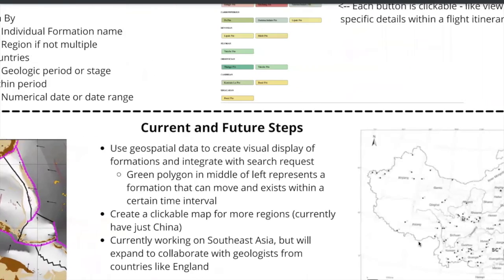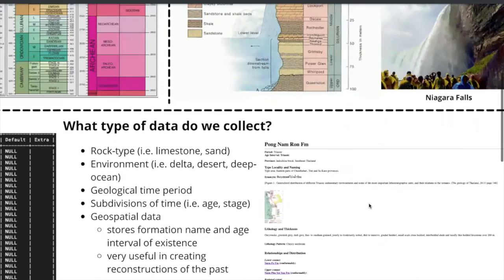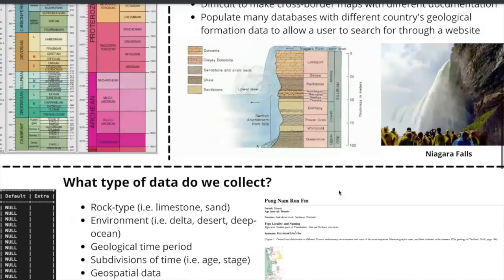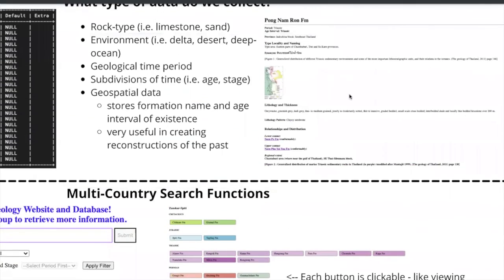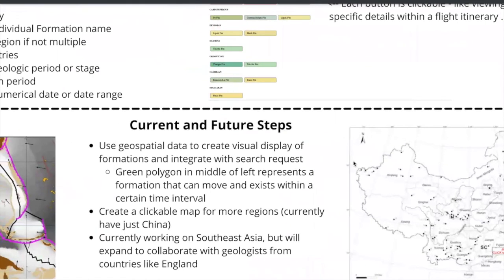Additionally, we're also trying to create a clickable map where you can click on a particular province when you have a country's display and get a display similar to this one, where you'll have each of the formations in a nice visual manner, and you can click on it and also get to the same page with more details. We are currently doing this with the regions that we have in Southeast Asia, but as we progress further, we'll be looking to expand and include European countries as well.